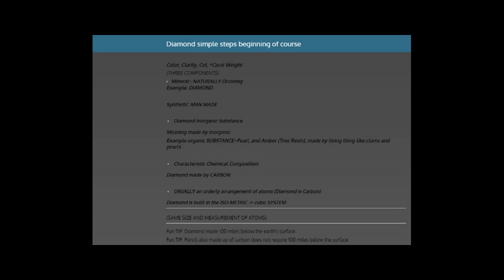So a mineral is a diamond. It's a naturally occurring substance. Now, a synthetic man-made diamond is called a synthetic diamond, meaning a man-made diamond. An organic substance is, for example, pearl, amber, or tree resin, made by living things like clams, which make pearls. An organic substance is made by living things.